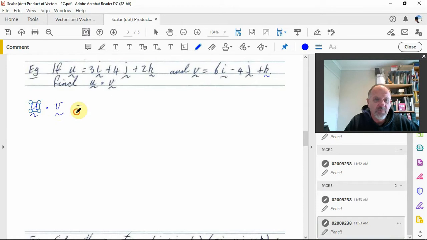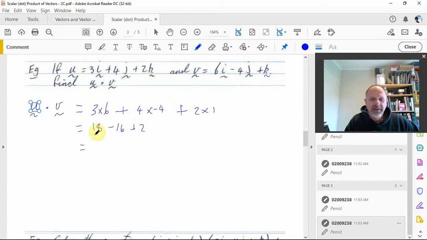As we've just looked at, what we need to do is look at your i components, 3 times 6. Then we look at our j components, plus 4 times negative 4. And then we look at our k components, 2 times 1. And so 18 minus 16 plus 2 would be 4, I believe. So u dot v for these two vectors is 4 when we use the algebraic method.